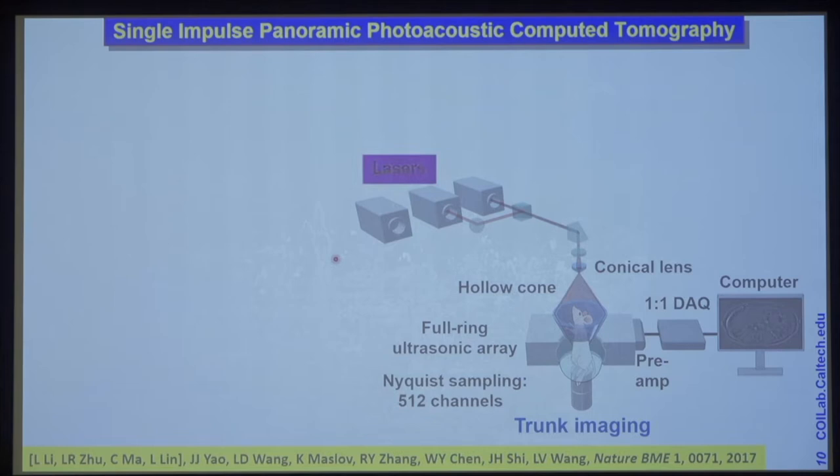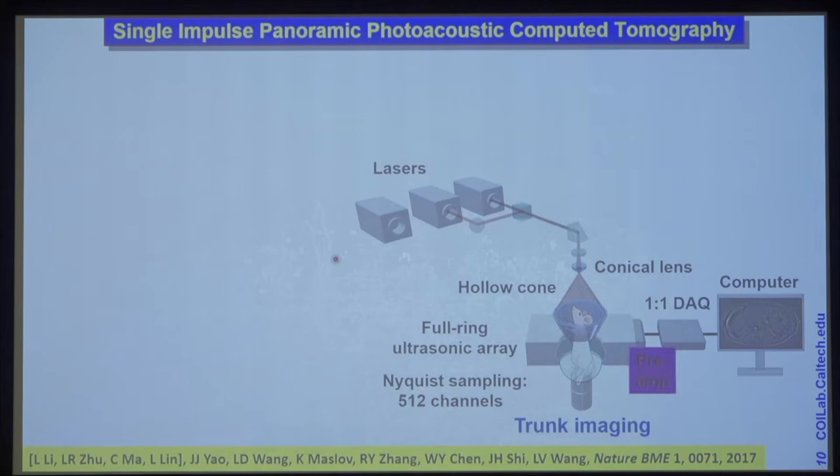So you start from the laser, route the beam to a conical lens to generate a hollow cone beam, and that's the best way to use every bit of laser energy you have. You focus the beam to the trunk of the animal. You generate a photoacoustic wave. Then we use a four-ring ultrasound transducer to view the animal from all possible angles. This gives you the best image quality. We use 512 elements. This meets the spatial Nyquist criterion. As we know from the engineering design principle, that's always a key to get the best images.